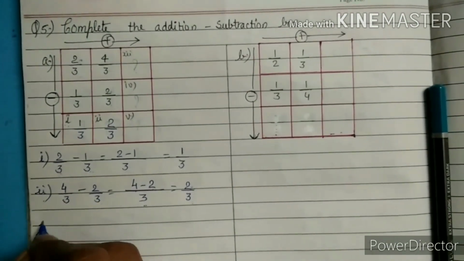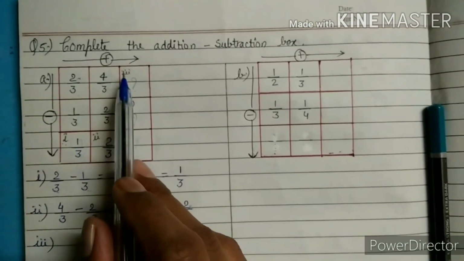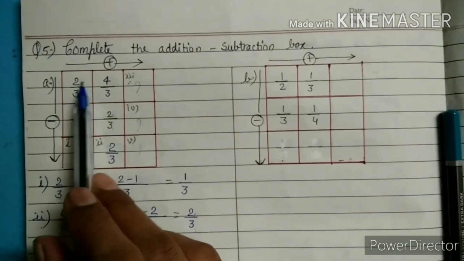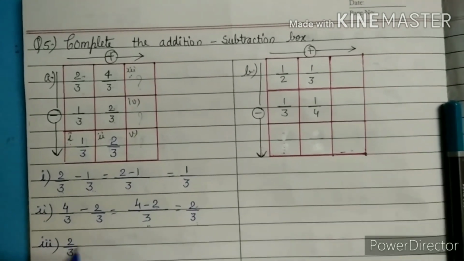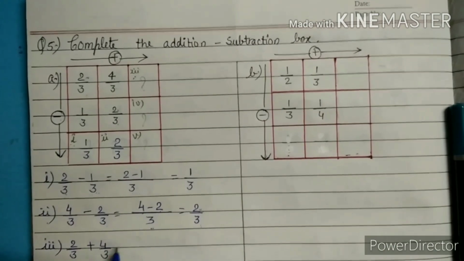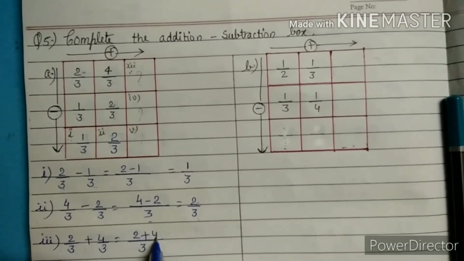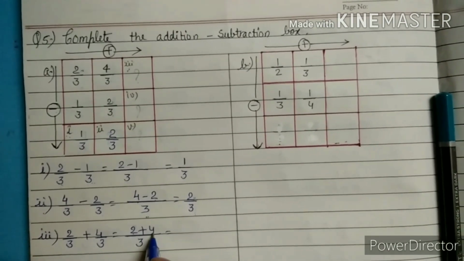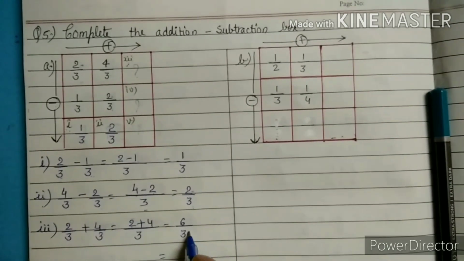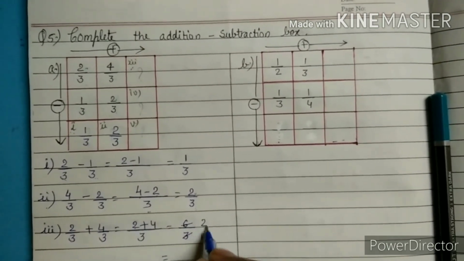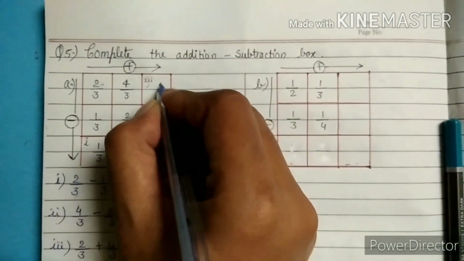Now for the third, where is our third? Third is here. Third is telling to add 2 by 3 plus 4 by 3. So base is same, denominator is same, so numerators will add to each other, so 2 and 4 will give us 6 divided by 3. We can easily cut. 3 1s are 3, 3 2s are 6. So that third answer is 2. So what will come here? 2.